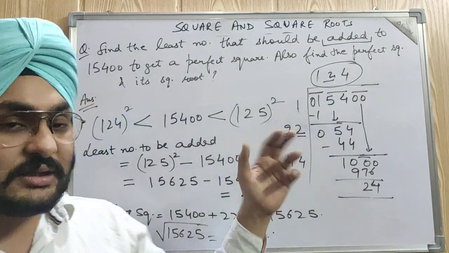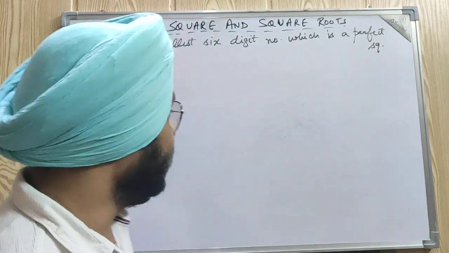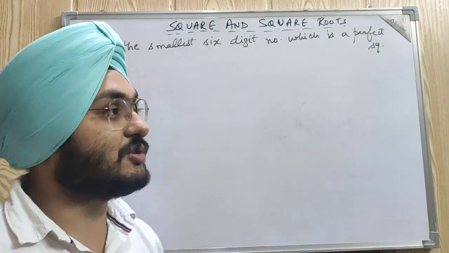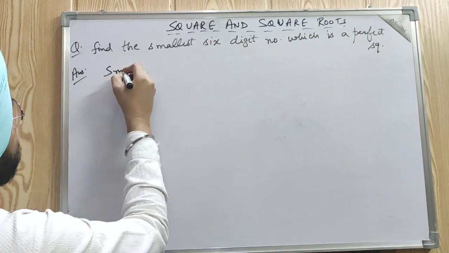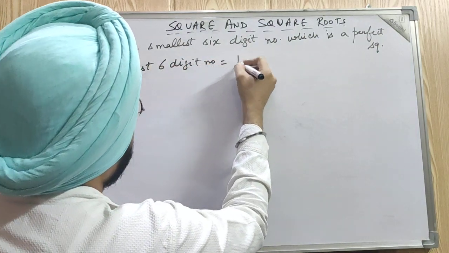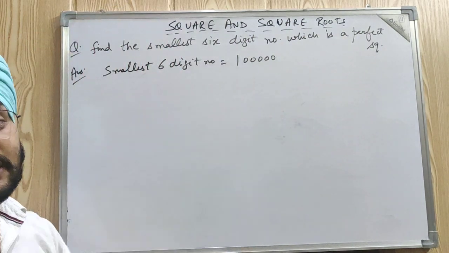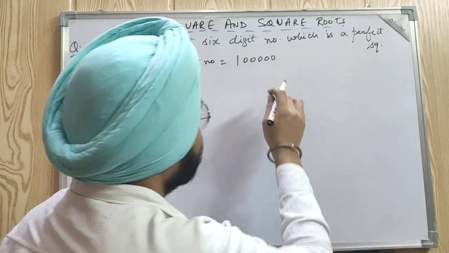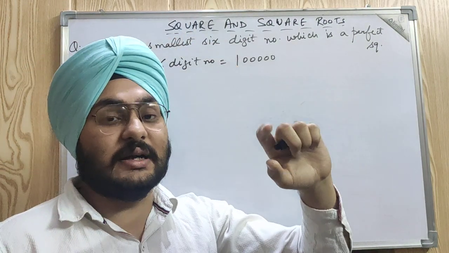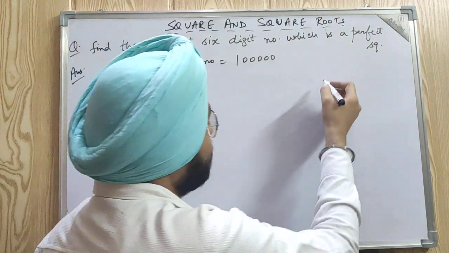So coming to the next, the same type of question now. The next question is: find the smallest 6-digit number which is a perfect square. Okay, so first, the smallest 6-digit number is what? 1 followed by 5 zeros. So this is the smallest 6-digit number. This we know already. So firstly, when these types of questions come with the smallest or largest 6-digit number, you have to find the long division in this case.